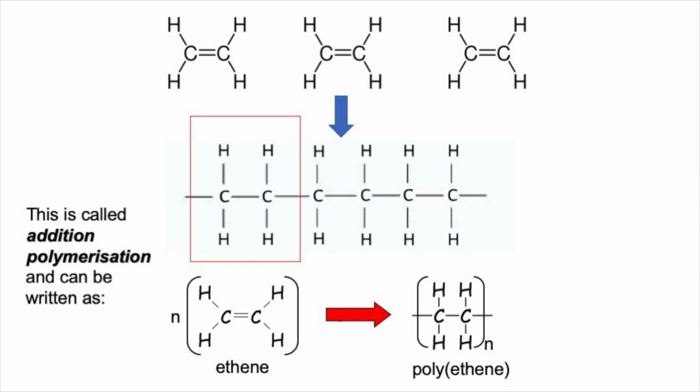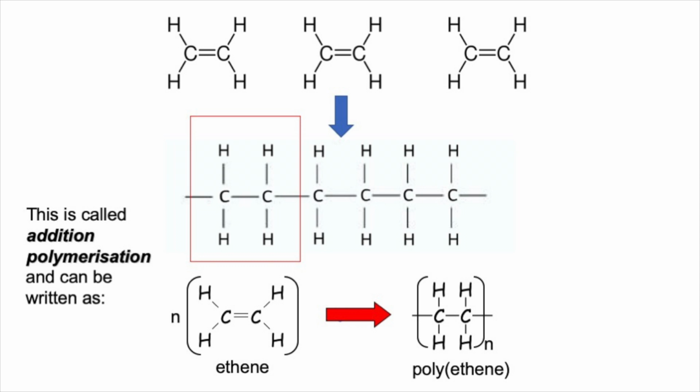Now this process, where lots of alkene molecules join together to form a long saturated hydrocarbon chain, is called addition polymerization. And addition polymerization, just like addition reactions, works by the double bond being broken. And in addition polymerization, the double bond breaks and the spare bond that is generated is used to join the different molecules together.